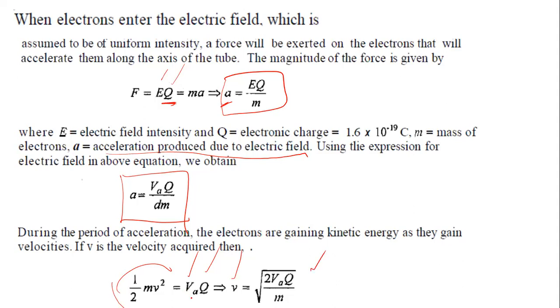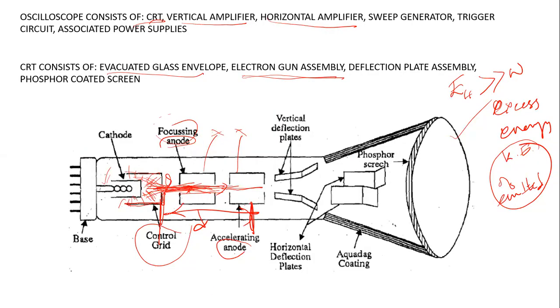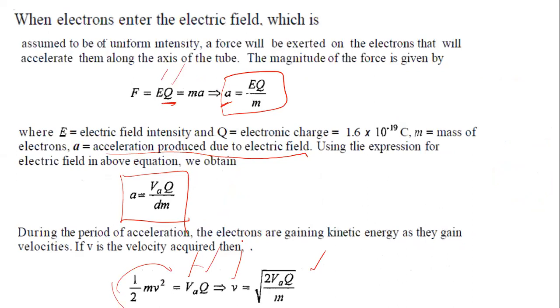I hope you are familiar with this thing. Potential into charge will be your energy. Potential voltage into charge will be your energy, electron volt. Okay, this will have an unit of electron volt. This is your kinetic energy, the kinetic energy gained by cathode rays or the electrons via this accelerating anode. So the velocity gained during the process of acceleration will be given by this.